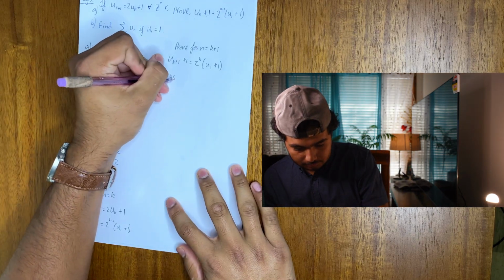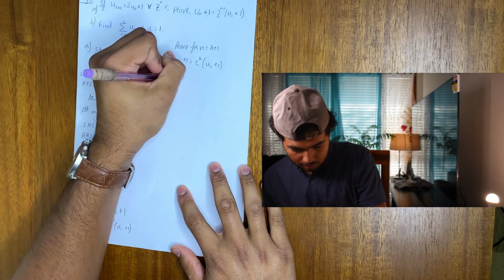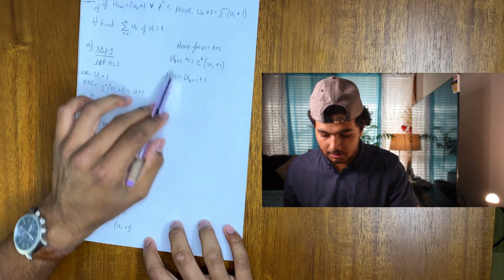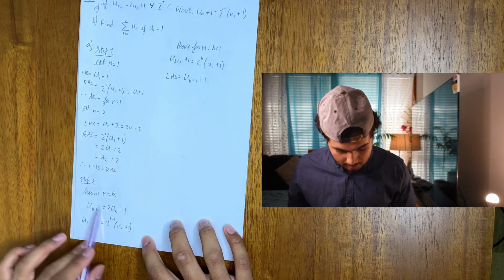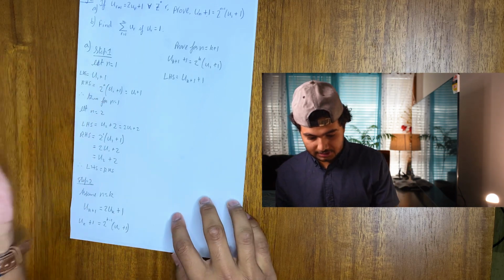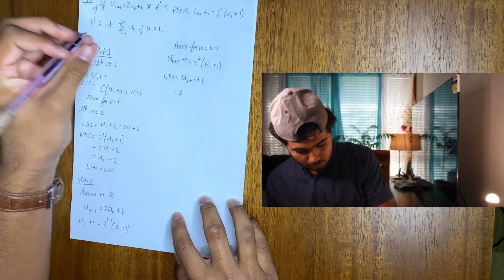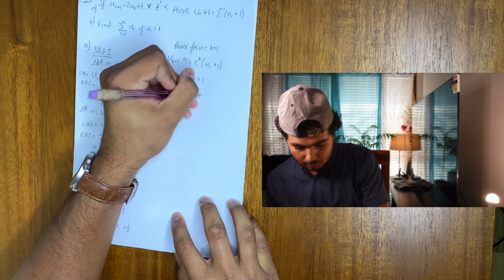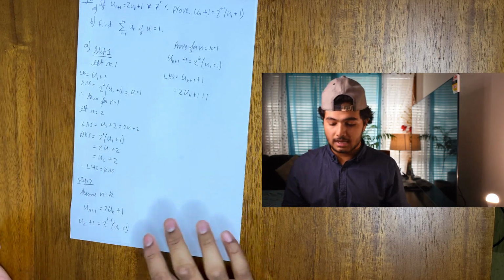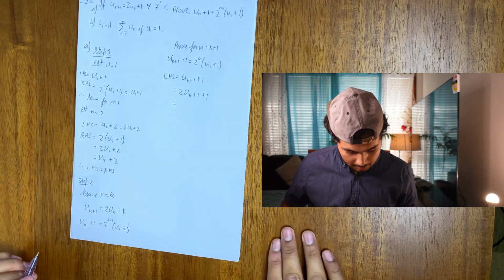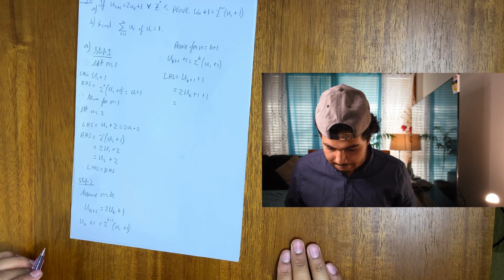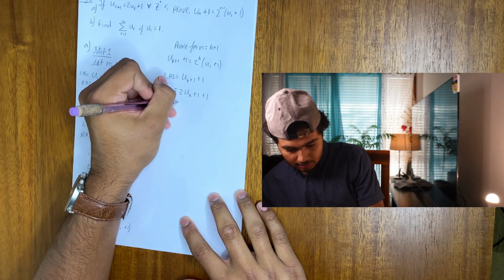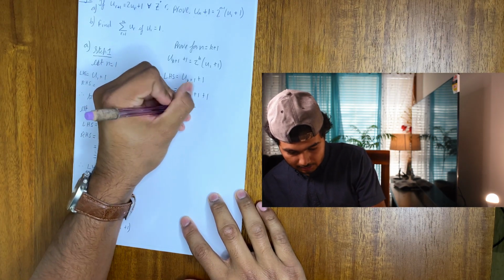LHS equals u to the k plus 1 plus 1. But we already developed this over here, which is 2u to the k plus 1. So let's sub that in. So we have 2 u to the k plus 1 in this case. Next step, this we can rewrite as 2u to the k plus 2.